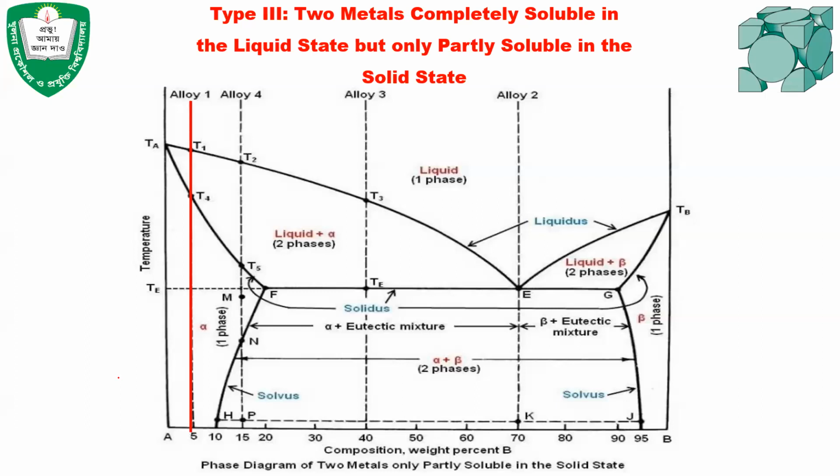Let's study the equilibrium cooling of alloys. Let's say first we consider alloy 1. When the temperature is very high, at T0 or higher than T1, it will be liquid. And in the liquid state, as we know, the two metals are completely soluble. So it will be a single phase with metal A and metal B staying together.